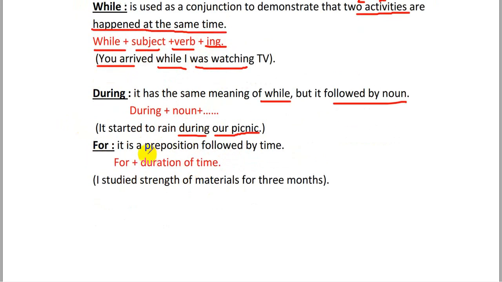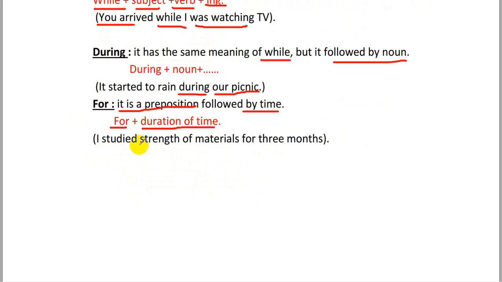For. It is a preposition, هي حرف جر followed by time. دائما تكون متبوعة بالزمن. صيغتها تكون for the duration of time. فترة من الزمن. For 2 weeks, for 2 months, for 10 years, etc. For example, I studied strength of materials for 3 months. This is a duration of time.